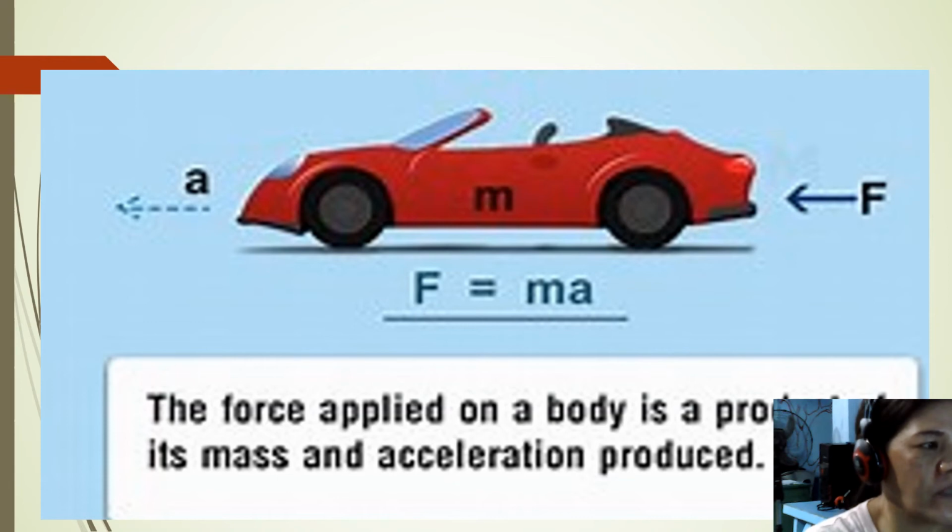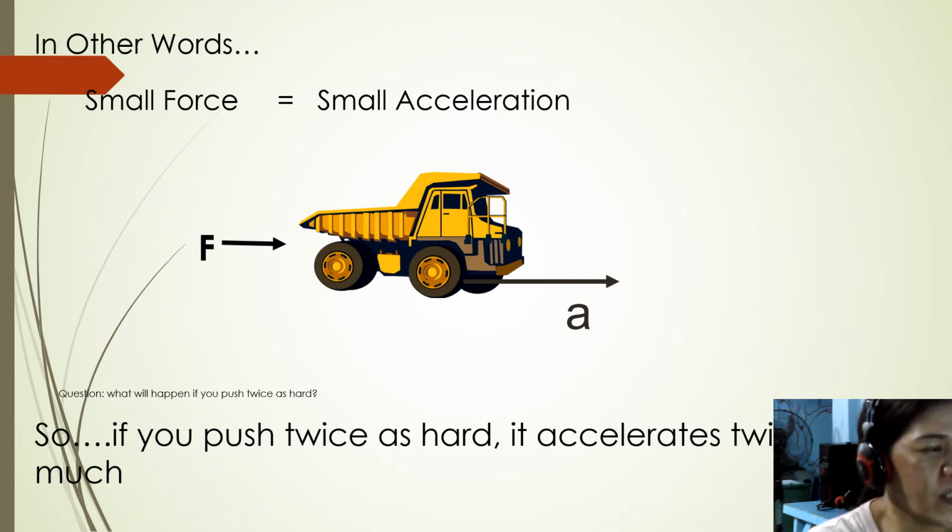So again, the force applied on a body is proportional to its mass and acceleration produced. In other words, small force, small acceleration. So, what will happen if you push twice as hard? If you push twice as hard, it accelerates twice as much. So, the more force you apply, the greater the acceleration it gives you.